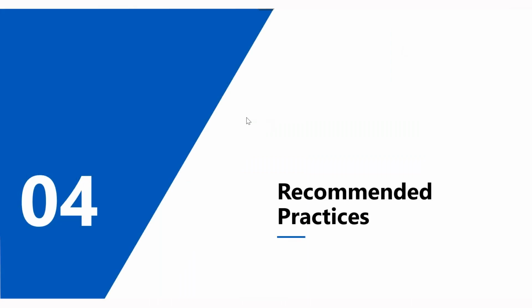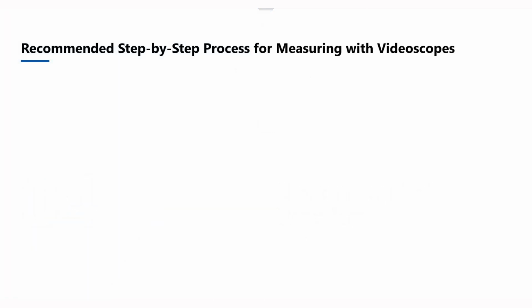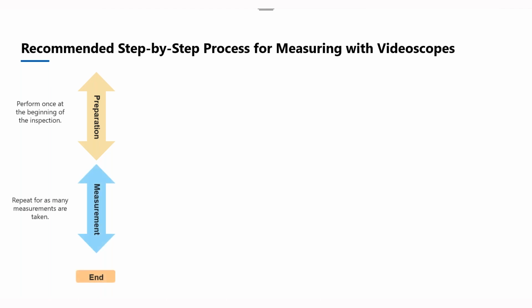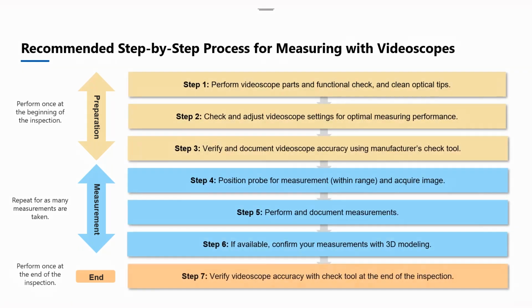Now let's look a little bit at the recommended practices. There is here a generic step-by-step process for measuring with video scopes. Right? This is generic. It would probably suit almost any type of measuring process. And what we're going to see is how to prepare, how to perform the measurements, and how to finish our measurements. Here I'm going to show the list of steps. I suggest it's a 7-step process, right? It looks like a lot. It's not. It's just that I'm trying to break down what people really should do.